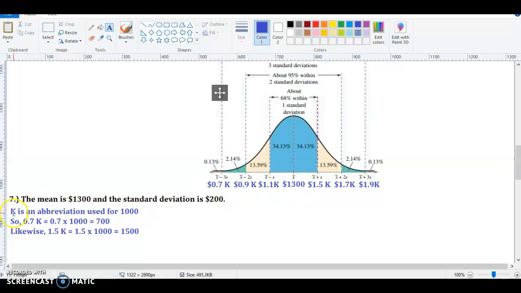So the capital letter K is an abbreviation that's used for 1000. For example, 0.7K is equal to 0.7 times 1000, so 0.7K represents $700. Likewise, 1.5K is equal to 1.5 times 1000, which is 1500. So 1.5K is equal to 1500.